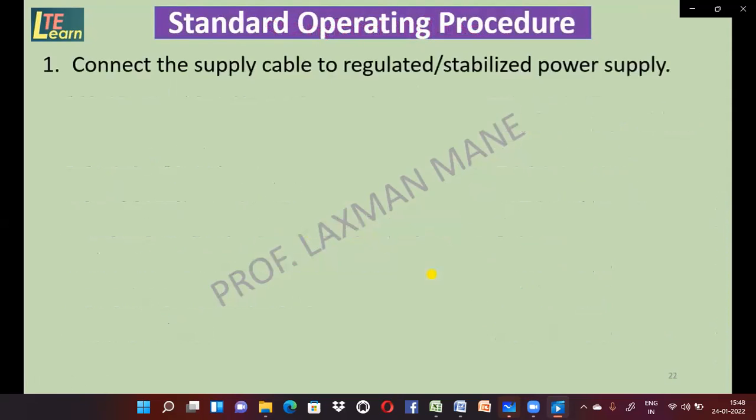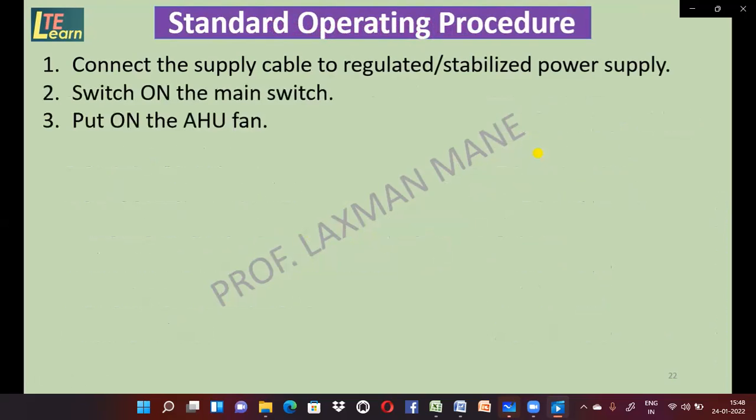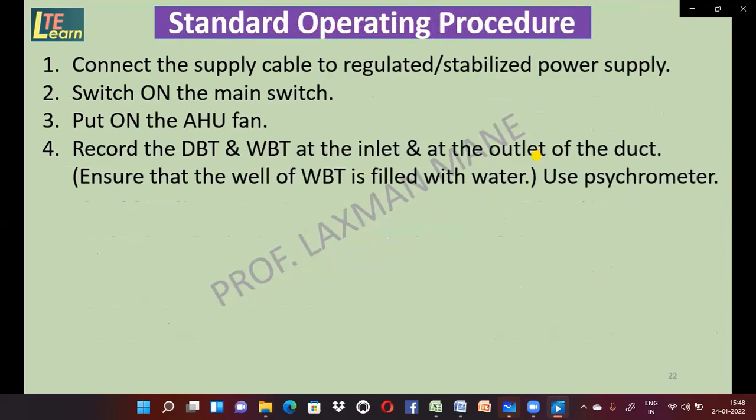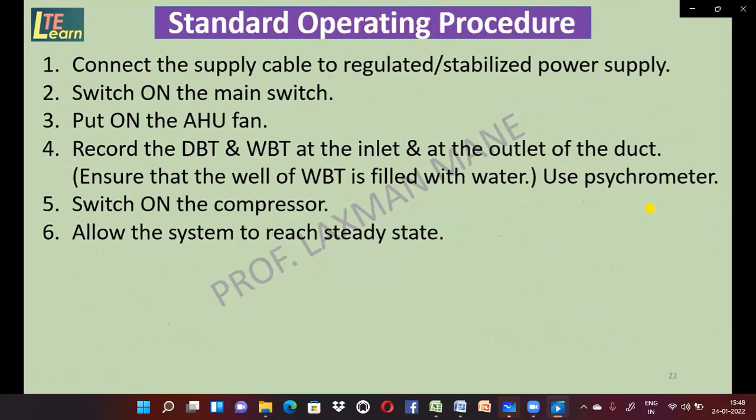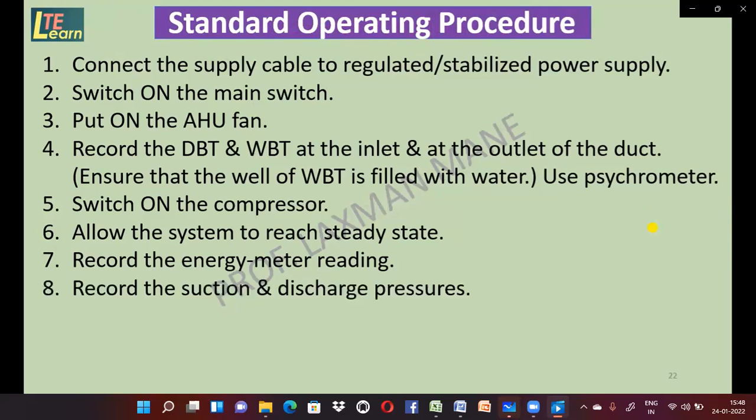Standard operating procedure. Connect the supply cable to regulated or stabilized power supply. Switch on the main switch. Put on the air handling unit fan. Record the dry bulb and wet bulb temperature at the inlet and at the outlet of the duct by using psychrometer. Switch on the compressor and allow the system to reach steady state. After that, record the energy meter reading of the compressor. Initial and final reading of energy meter is to be taken.